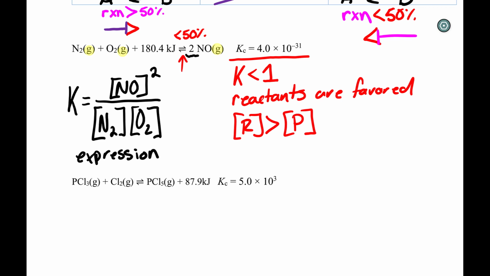So now what I would like you to do is the same idea for this one here. I want you to write down its expression. Is the K greater than, less than 1? Products or reactants favored, etc. Pause the video now and give the question a try.